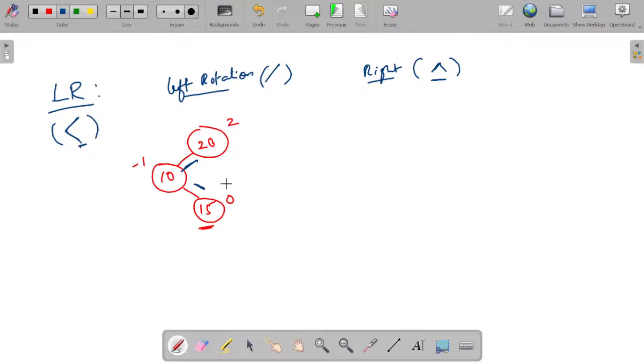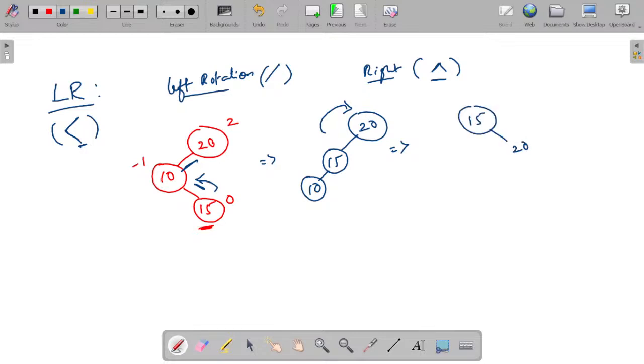First we will perform a left rotation between 15 and 10, which is the child node and the parent node. So the tree would change into something like this. We will have 20 there, 15 is pushed up and 10 is pushed down. And now the last rotation should be performed between this 15 and 20, which is the parent node and the grandparent node. Now the tree would change into something like this. So this is how we perform an LR rotation or left right rotation. Now the balance factors are zero for all the nodes.